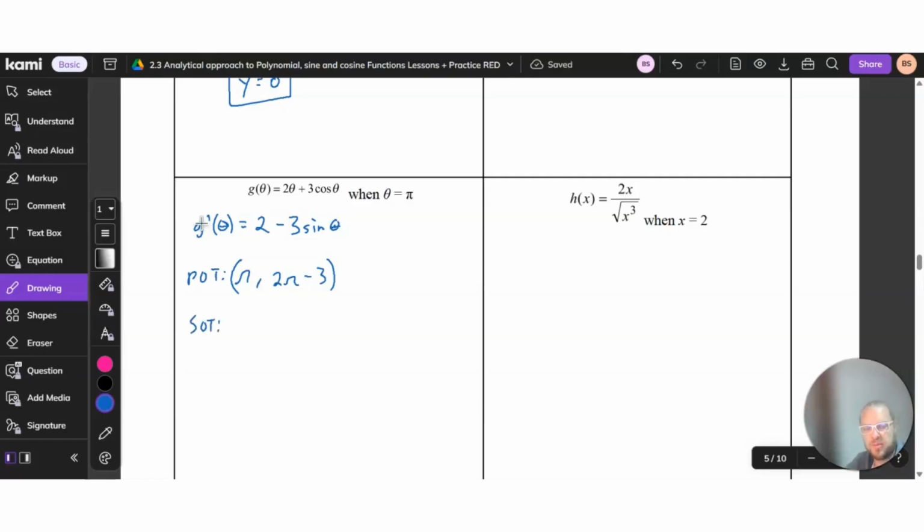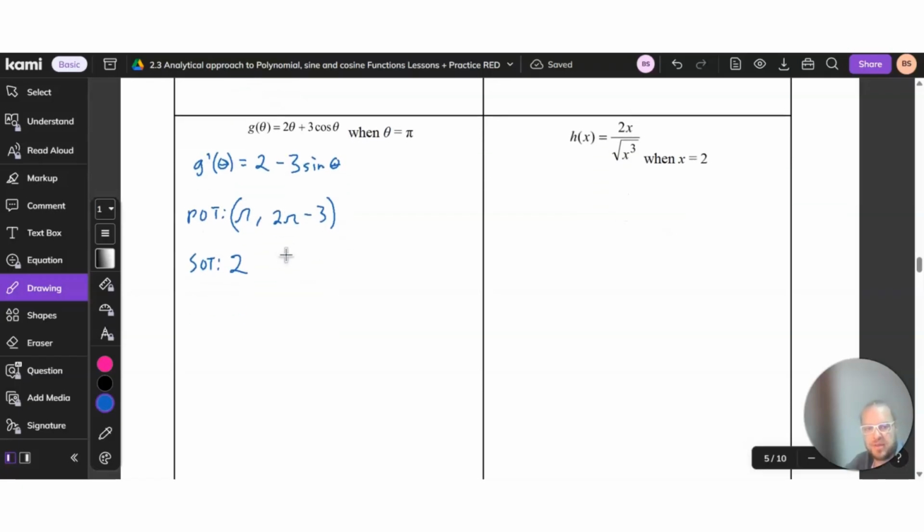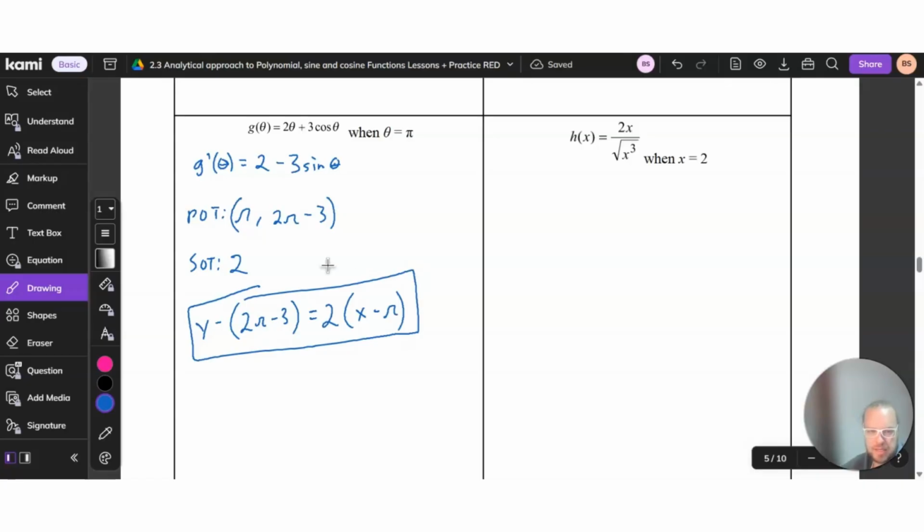And for our SOT, we're going to plug it into this bottom equation. So the sine of pi is 0, so it's just going to be 2 minus 0, or 2. And so now to write out that equation, again, you just write it out with that ugly number. So y minus the y coordinate, which is 2 pi minus 3, equals my slope times x minus the x coordinate, which is pi. So like I said, it's a little bit ugly. Don't worry about it. If that makes you uncomfortable, you can turn it into a decimal.